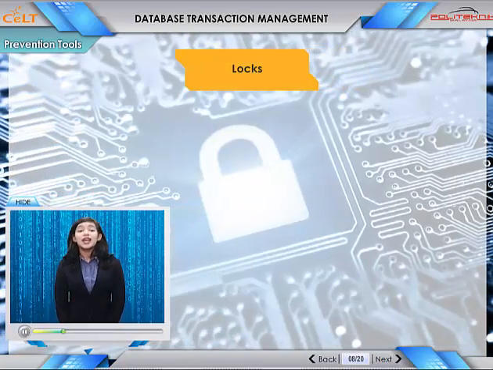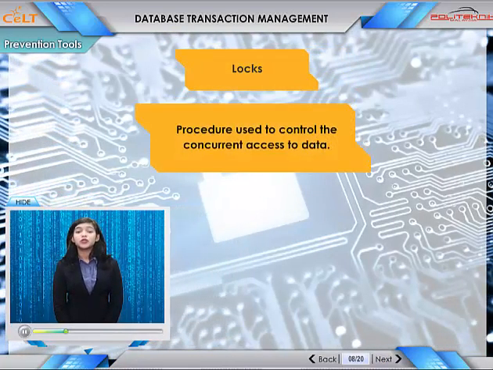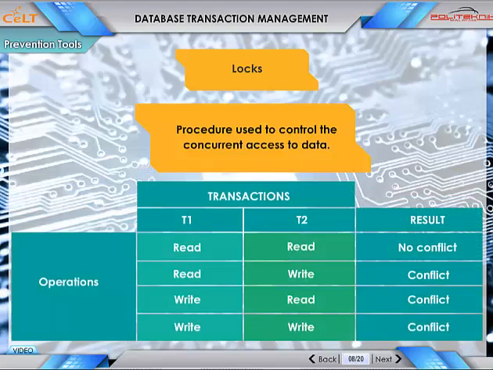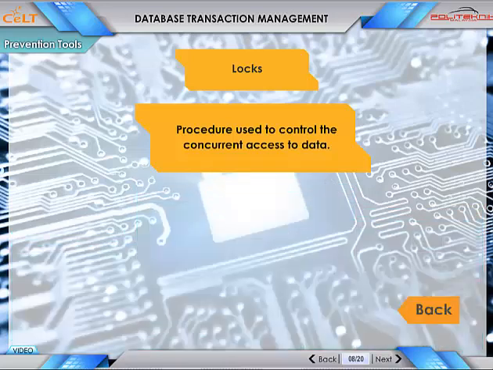Locks. A lock is a procedure used to control the concurrent access to data. When one transaction is accessing the database, a lock may deny access to other transactions. There are two major types of locks: shared lock, or read, and exclusive. As the names suggest, a shared lock can only read information, but an exclusive lock allows information to be updated.